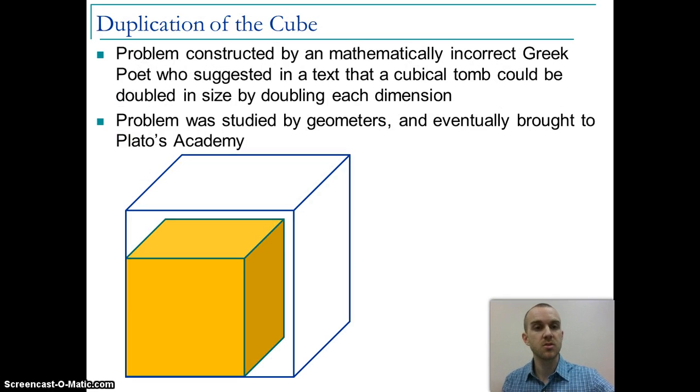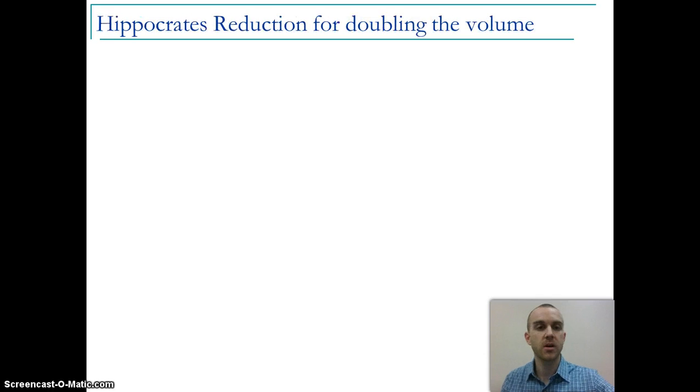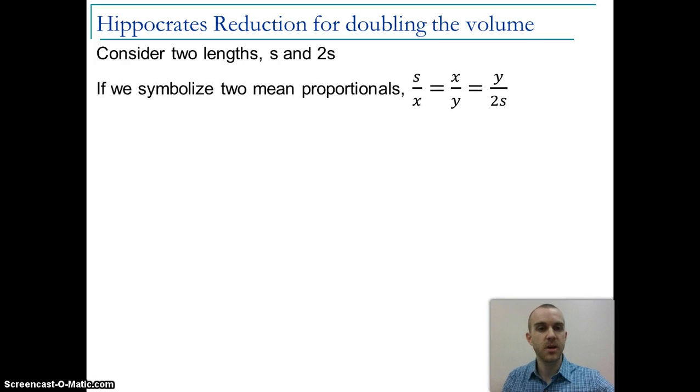So the first problem was the duplication of the cube, and this came about because a poet incorrectly stated that a cubical tomb with double the size would have double the dimensions, and that's just not true. So this problem was brought to geometers in Greece and eventually came to Plato's Academy, where they examined it. That is where Hippocrates came up with the idea of doubling the volume. He said, let's start with two lengths, s, and double that, 2s.